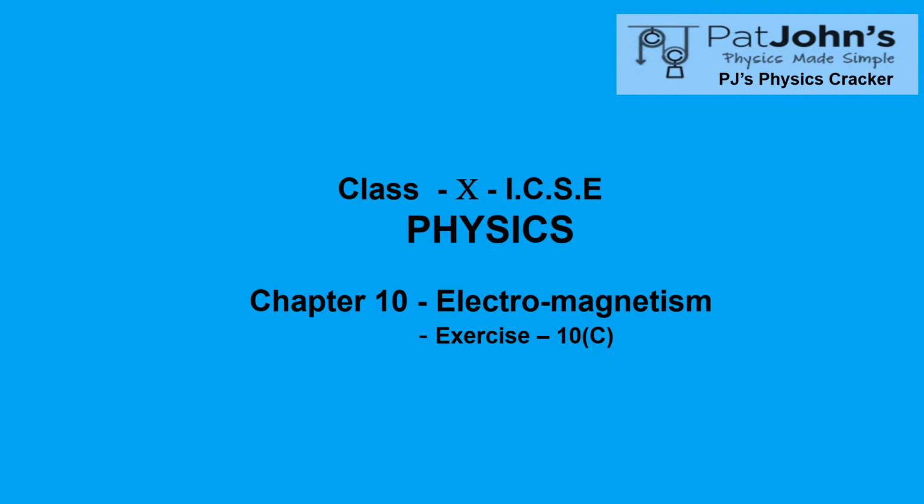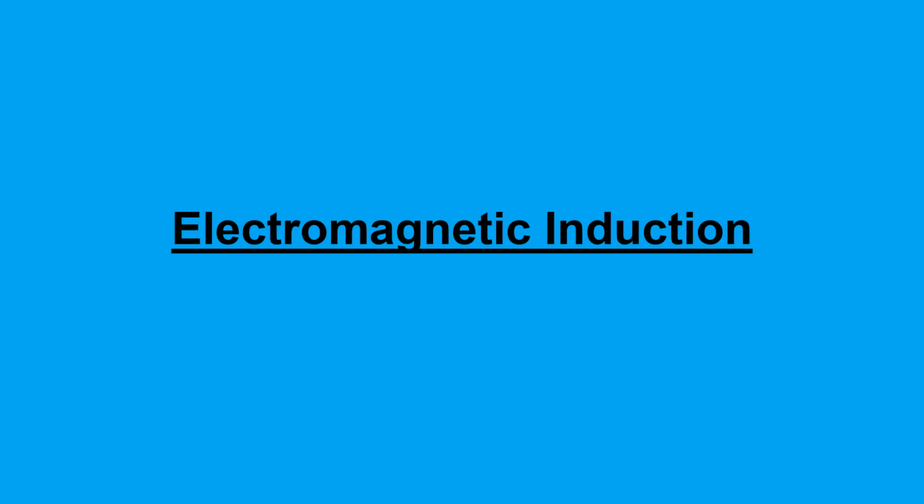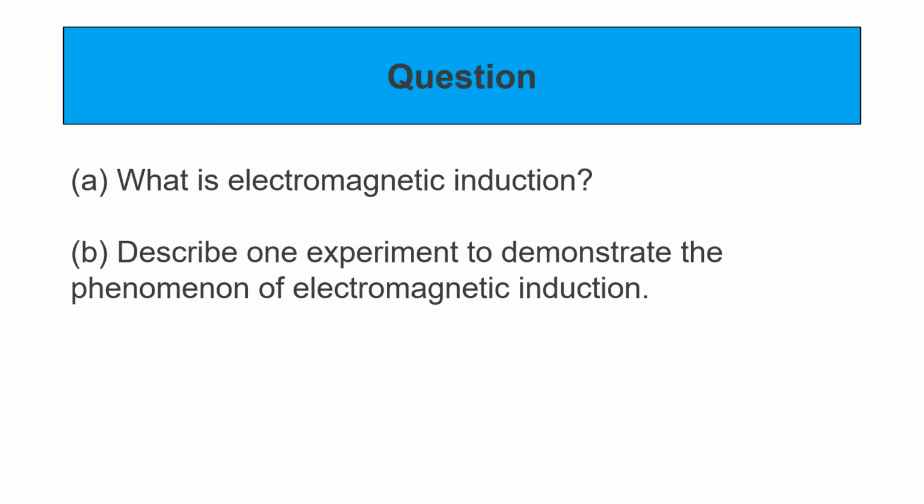Hi students, in this class we will discuss question number 1 from exercise 10C of the chapter Electromagnetism. This first question deals with electromagnetic induction. A detailed explanation on this electromagnetic induction has been uploaded and the link is provided in the description box. The question consists of two parts.